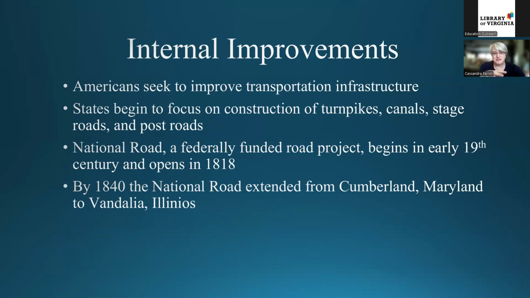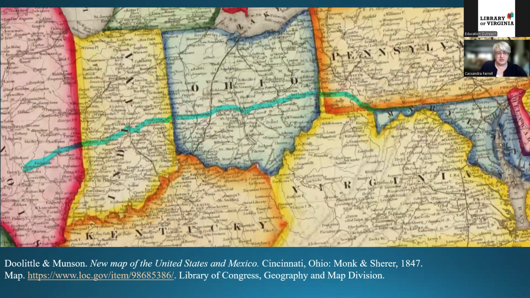And then, of course, the National Road, which was a federally funded road project. The legislation for that was passed in the early 19th century, and portions of the road were in operation by 1818. By 1838, but 1840 you could say, the National Road extended from Cumberland, Maryland to Vandalia, Illinois. So this map shows in blue highlight where the National Road was.